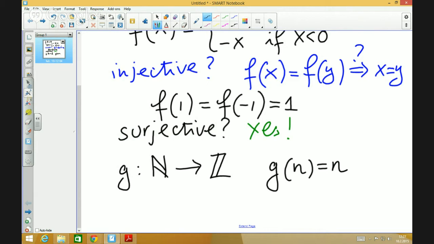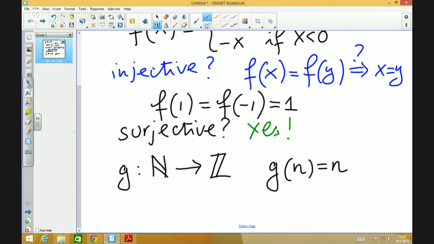Okay, so is this injective? Yes, sure, there are no tricks there. If you take two different numbers, like 3 and 35, they will be mapped to 3 and 35, so they are distinct. Is this surjective? No, it isn't. You cannot get any negative number that way. You can only get the non-negative ones. So it's not surjective. It doesn't touch all of the negative ones. Negative numbers are not the image of anything.